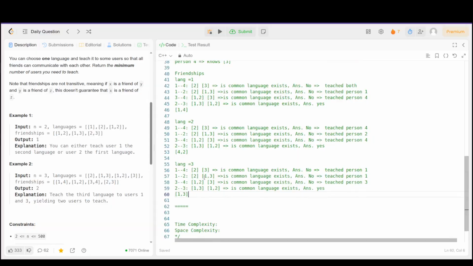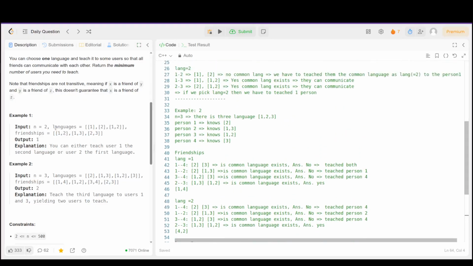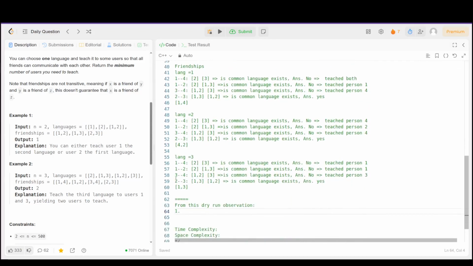So from this diagram, what we can say as insights and observations is, first of all, we need fast lookup at the languages array, so that we can immediately say whether a person knows a particular language or not.